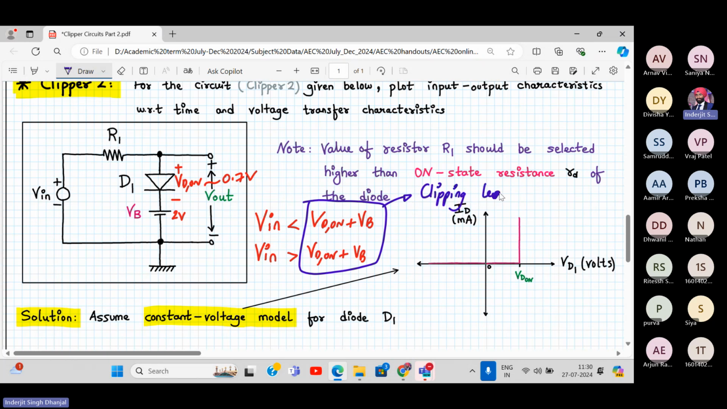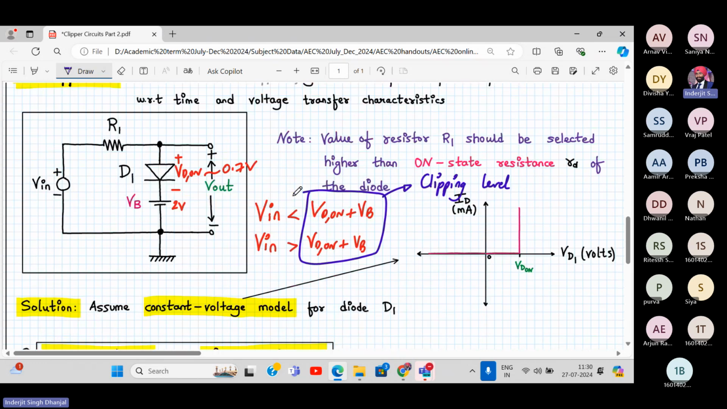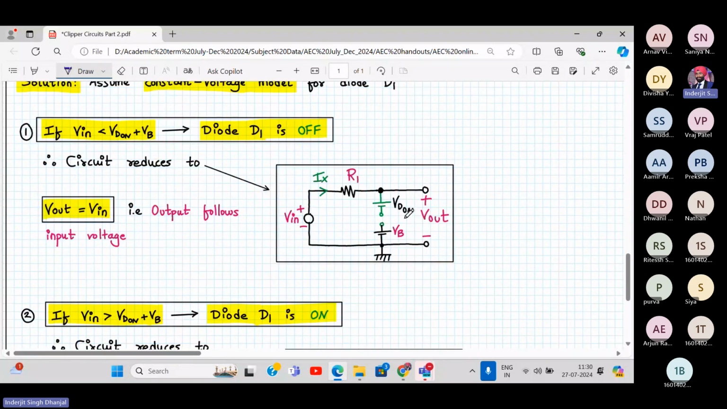Students, you just have to find the clipping level. The rest of the analysis will take care of itself. So here is my clipping level: Vin less than VD on plus VB. What will happen? The diode will be off. When the diode is off, it is replaced with an open circuit. So here is the open circuit, and my output will be equal to the input. Output follows the input. Same situation.